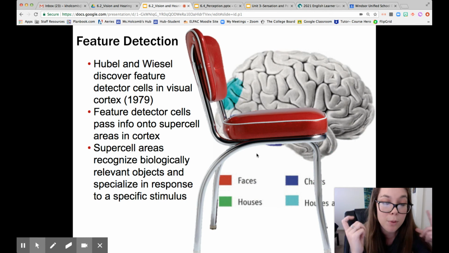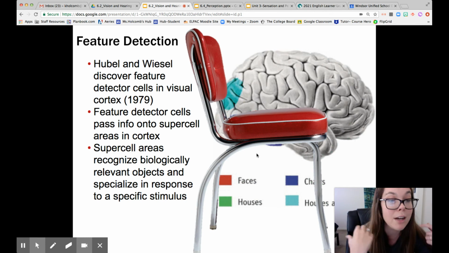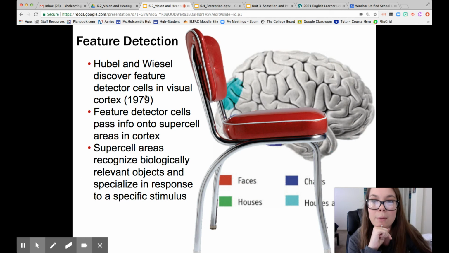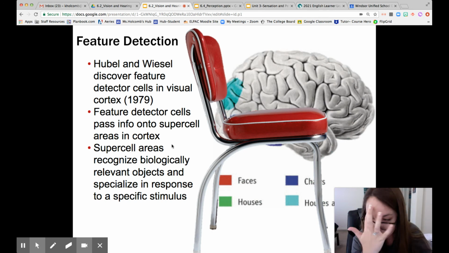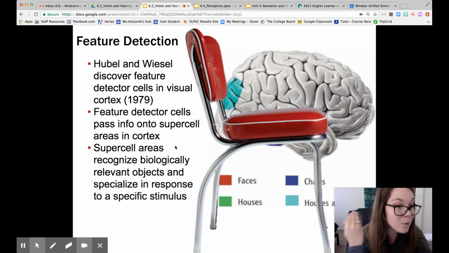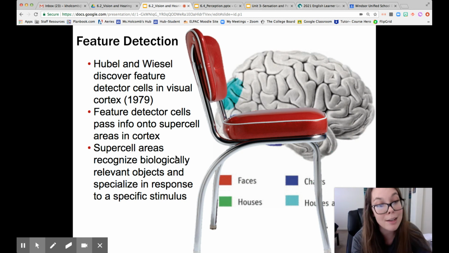So again, we have a big portion of our brain that is just for recognizing faces, right? These feature detection areas just allow us to have certain areas in our brain for certain stimuli too. And that's why in the first video, if you saw faces in the rocks, there is a part of our brain that allows us to recognize faces, right?